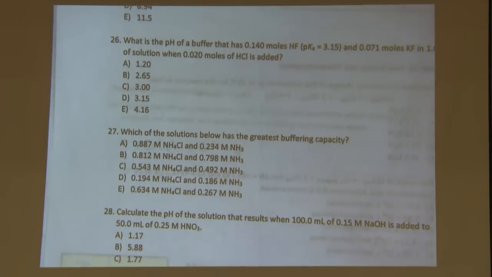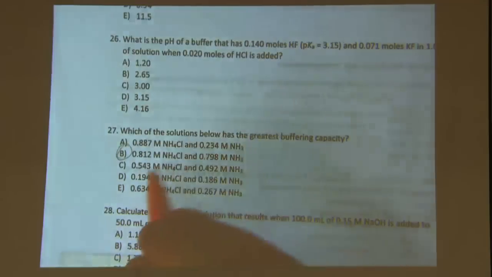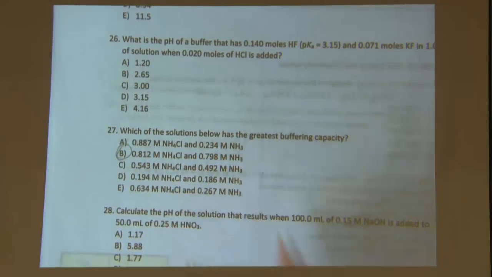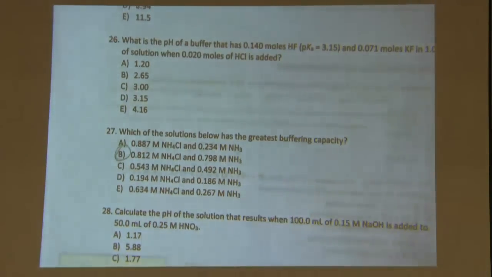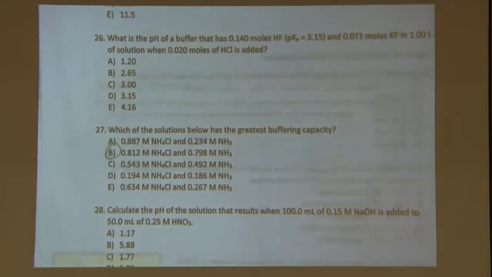High concentrations. So the higher the concentrations of the acid and base, and the closer those concentrations are together, the better and better the buffer will be. And if you look here, answer choice B has the highest concentrations that are also the closest together. Okay? So make sure you guys can do that problem as well. Make sure you understand those concepts.